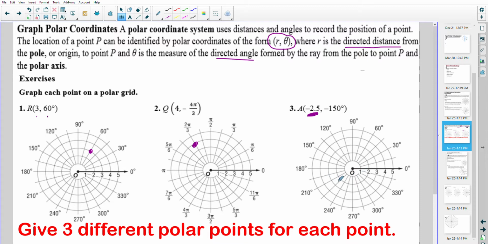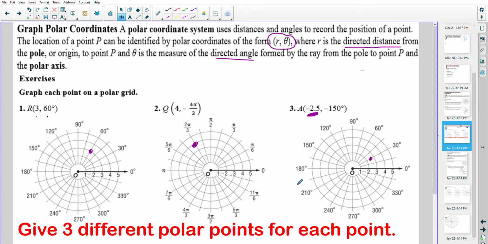And then it says a negative 2.5. Now, if it were positive, you'd go 1, 2.5, but it's negative, so you're actually going the opposite direction. You're going away from where you normally would go, 1, 2.5. That's going to be this point right here.